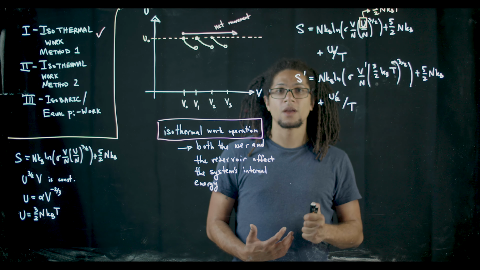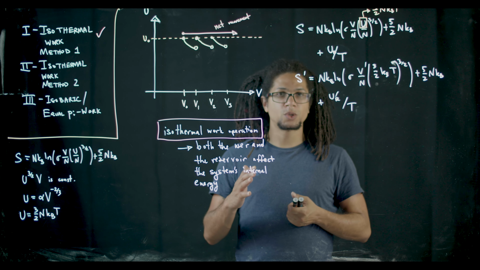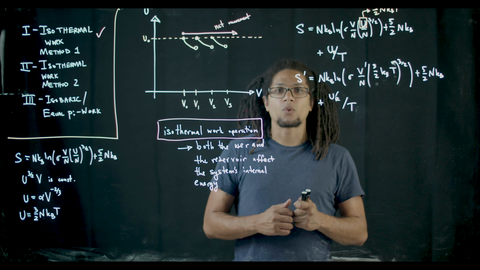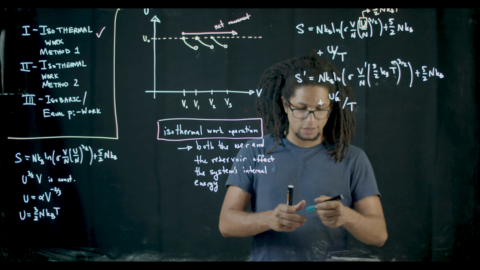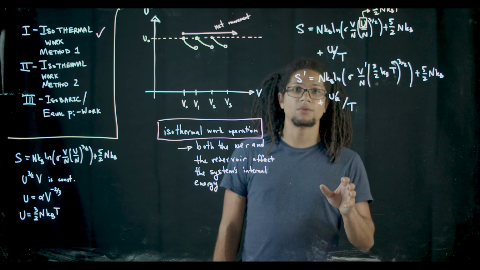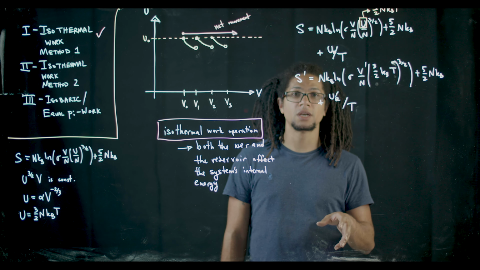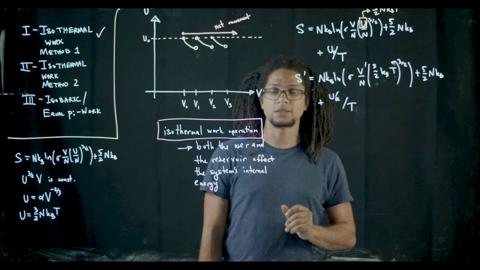entropy. Okay, so just to be careful, to be clear, for an adiabatic work operation, we know that delta S is 0. We're learning that for an isothermal work operation, delta T is 0.